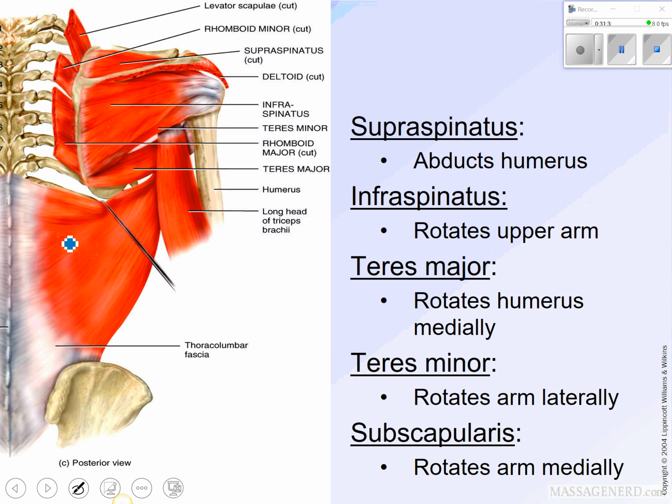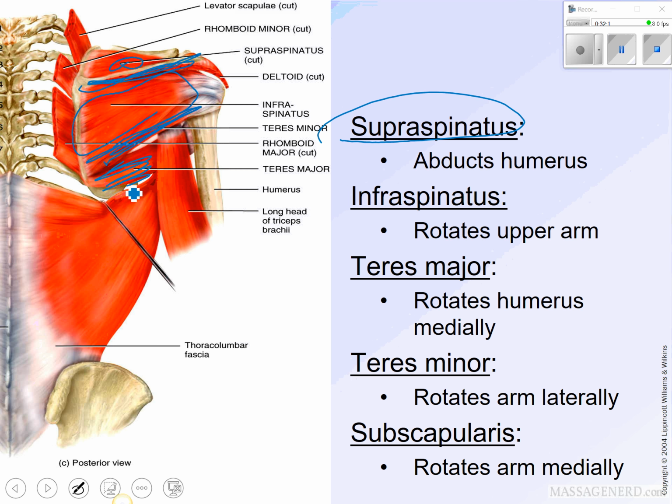Okay, next we have the back. What they've done here is taken off the deltoid muscle, so underneath it you see these muscles, most of which are in the fossas on the scapula. The supraspinatus: if you remember, here's the spine of your scapula, and the supraspinatus fossa was above it, so the supraspinatus is right there. The infraspinatus will be below. Right below it is the teres minor, and then the teres major.